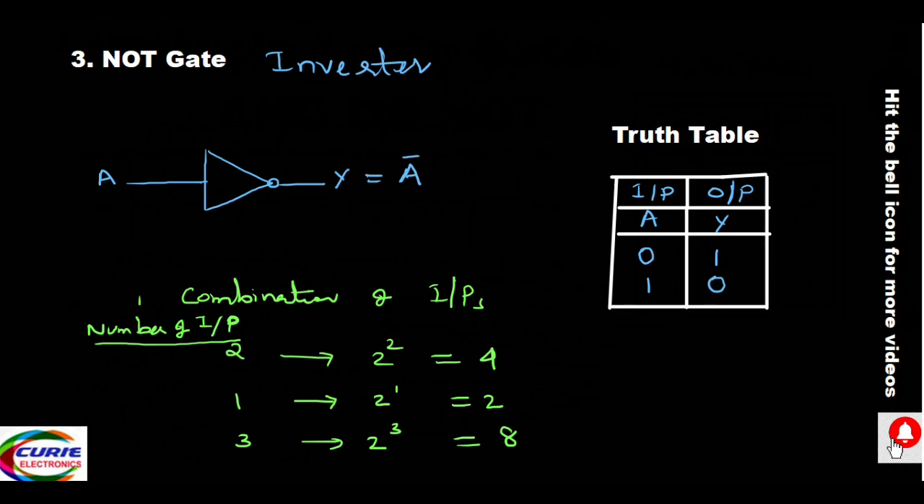So today we'll wind up. Next class we will learn about NAND and NOR gates. Those gates are known as universal gates.